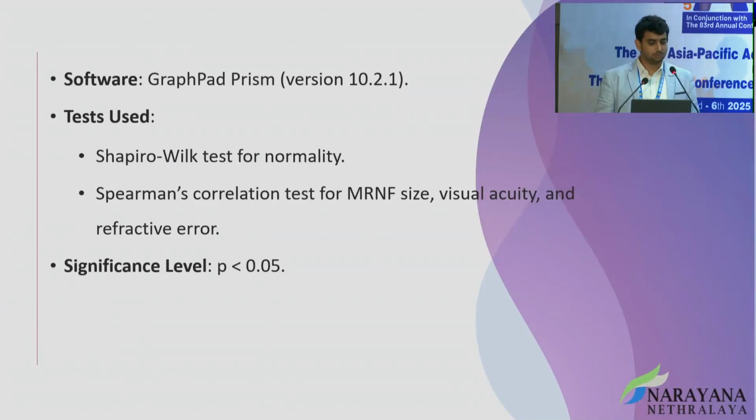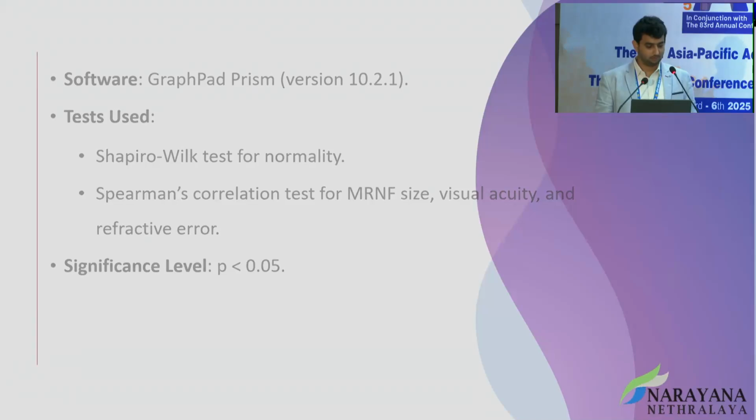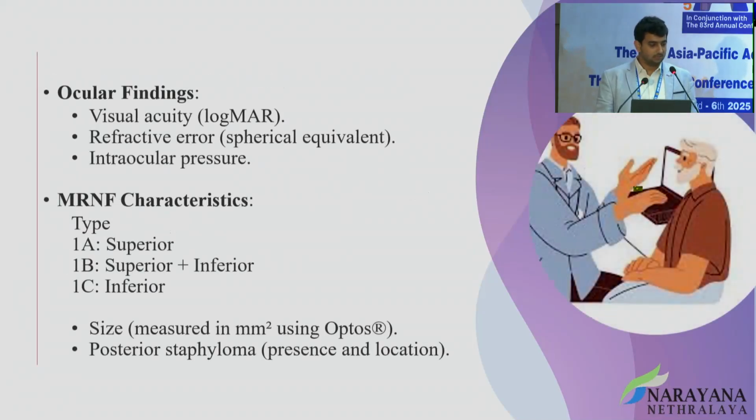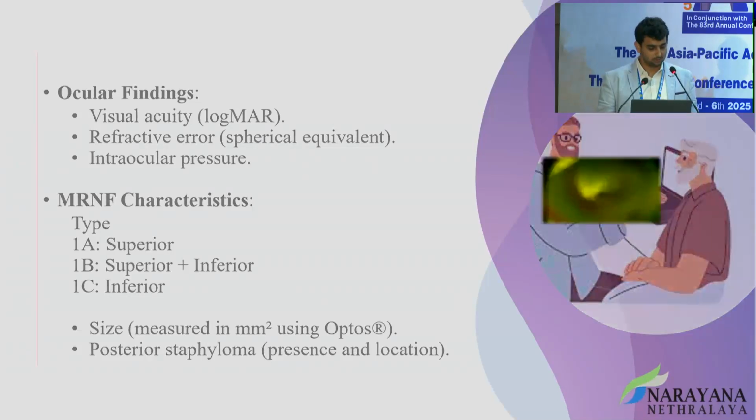The tests we used were Shapiro-Wilk for normality and Spearman correlation test for MRNF size, visual acuity, and refractive error. On ocular findings, we calculated the visual acuity, refractive errors, and the intraocular pressure. In the MRNF characteristics which we noted was type, which was 1A was superior, 1B superior plus inferior, and 1C was the inferior one. The size was measured using the Optomap, and the posterior staphyloma was also seen.